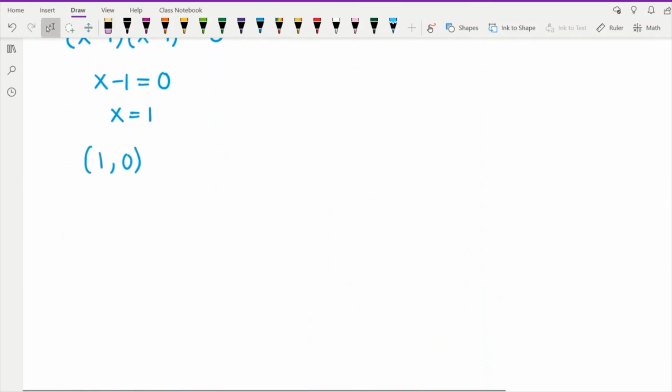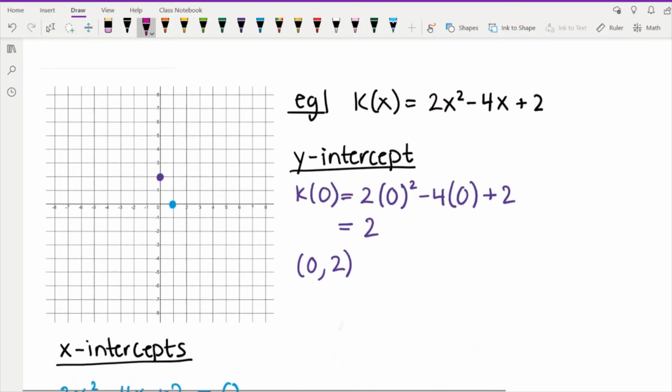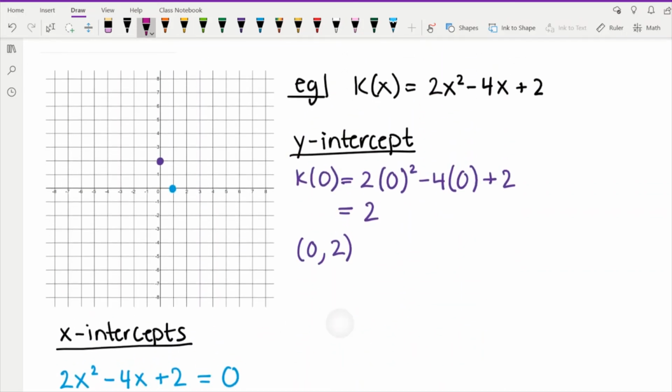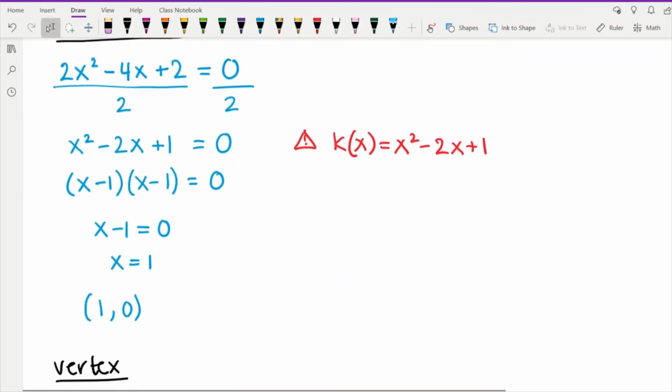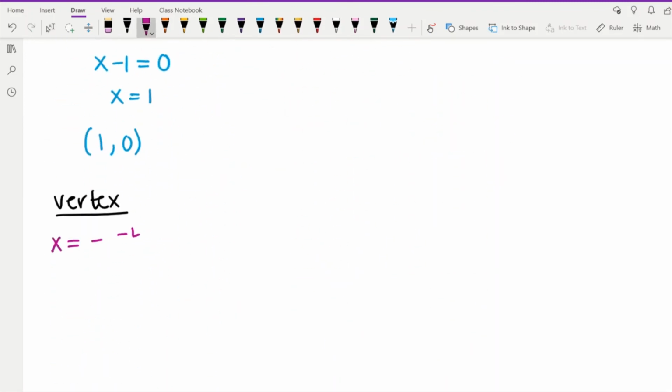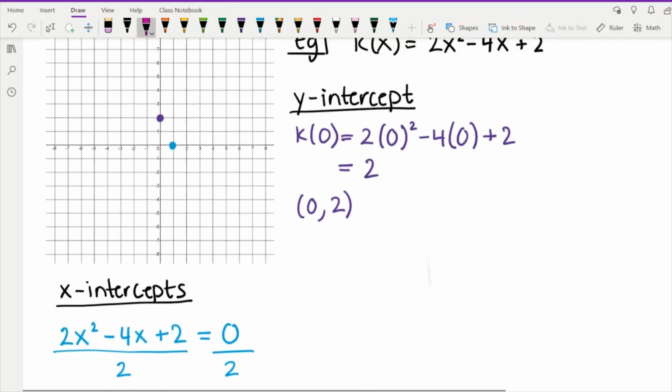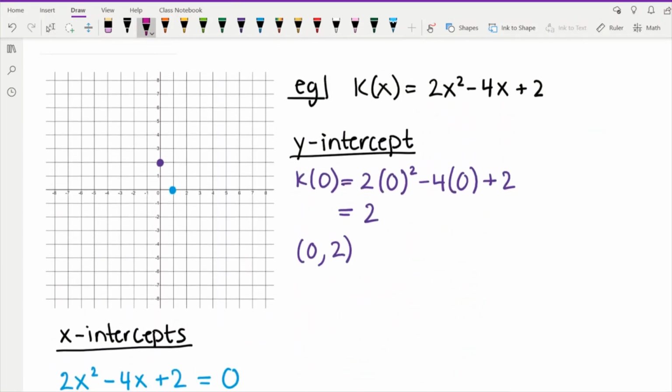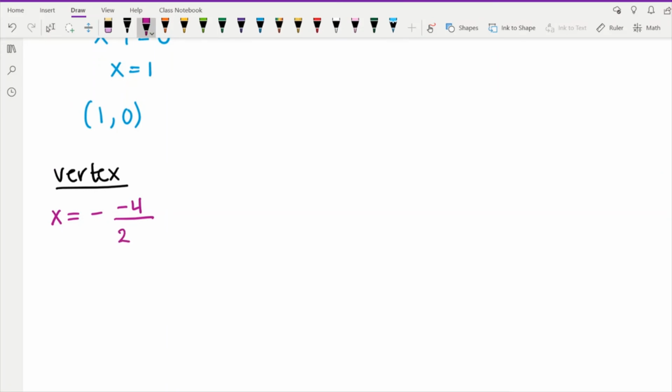Okay, last thing is the vertex. So to find the x-coordinate, we do negative b over 2a. So in that case, let's go back to our original function. That is negative 4, so b is negative 4. So we have negative 4 over 2 times, and so what is a? A is 2. So we have 2 times 2. And so this simplifies to negative 4 over 4, and so that's going to end up being positive 1.